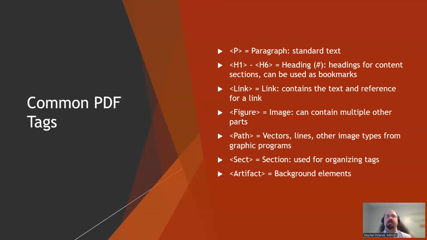So, common PDF tags, these are the ones that you're most likely to see. There's a lot more than just these, but most documents are going to have these. And it's going to be rare that you don't have at least a couple of them, particularly P, which is for the paragraph. This is your bog standard text. Pretty much any text that you just want people to read is going to be in a paragraph tag.